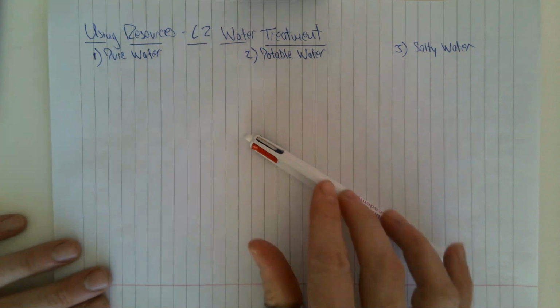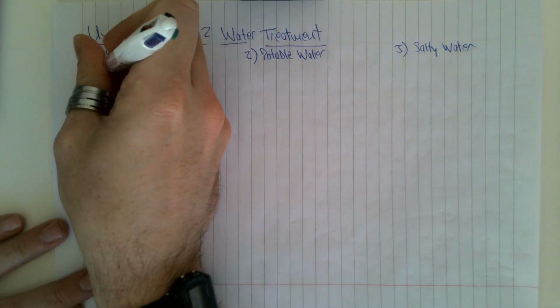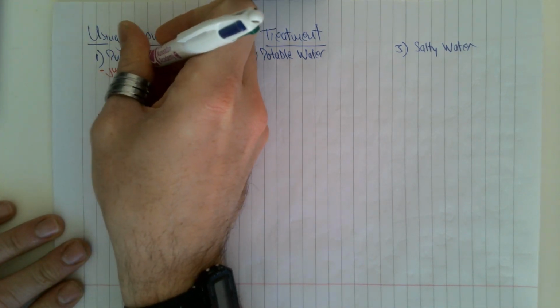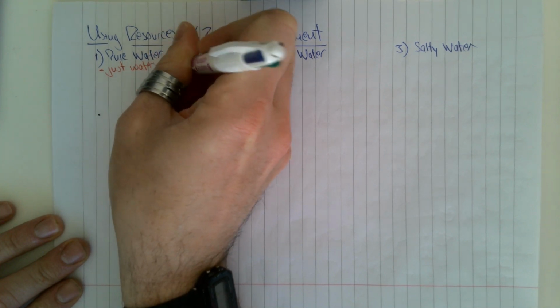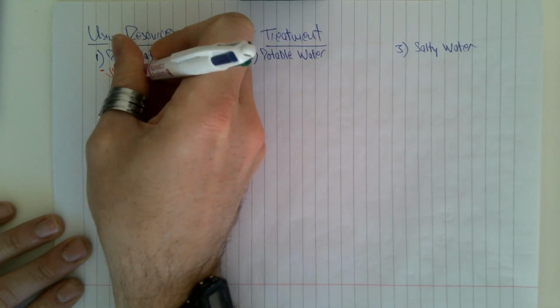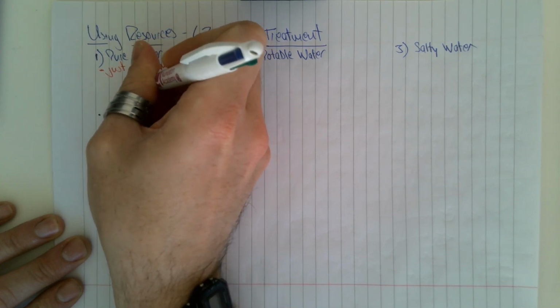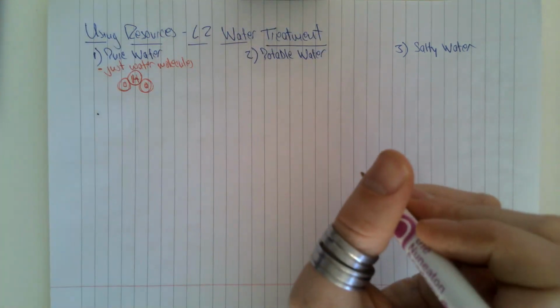So, pure water, what is it? Let's define these three things. It's just water molecules. So it's water that is just made up of water molecules and nothing else. So H2O, lots of them, H2O.